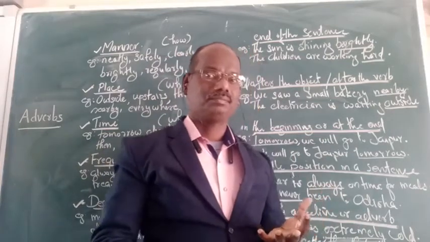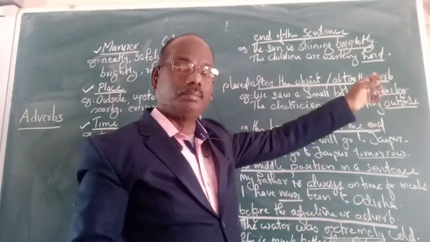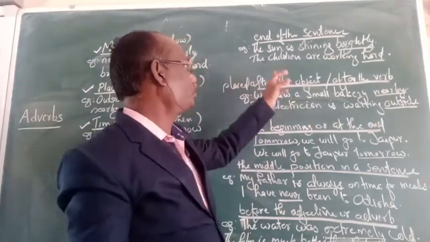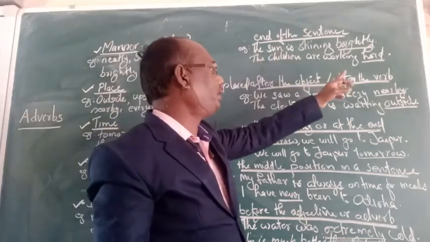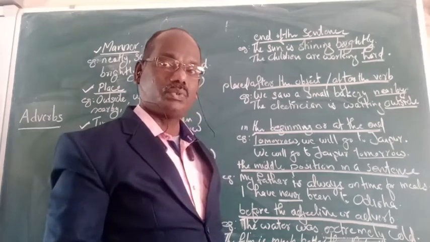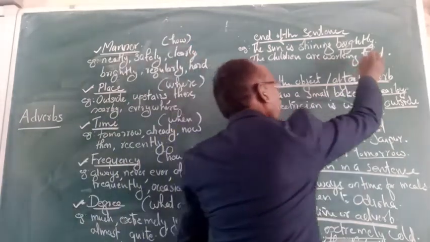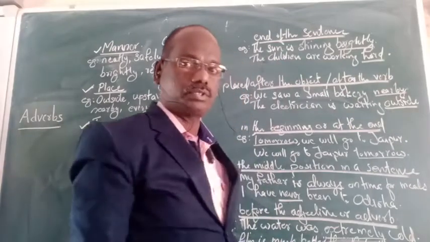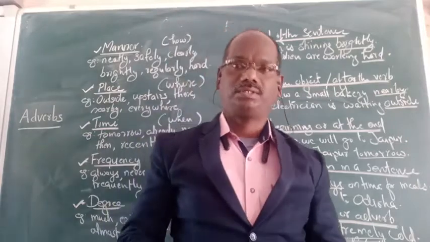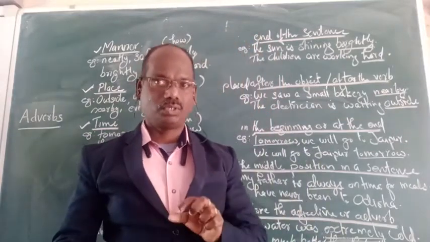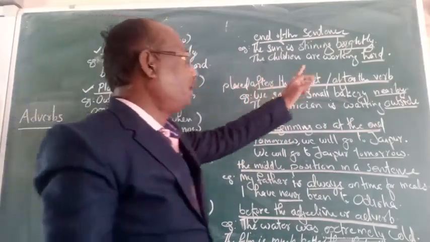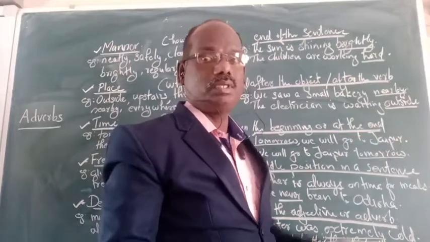Hard, we use at the end of the sentence. So in these two examples, the sun is shining brightly, or the children are working hard, brightly and hard are the adverbs. That adverb we place at the end of the sentence. In short, the adverb of manner we place at the end of the sentence.